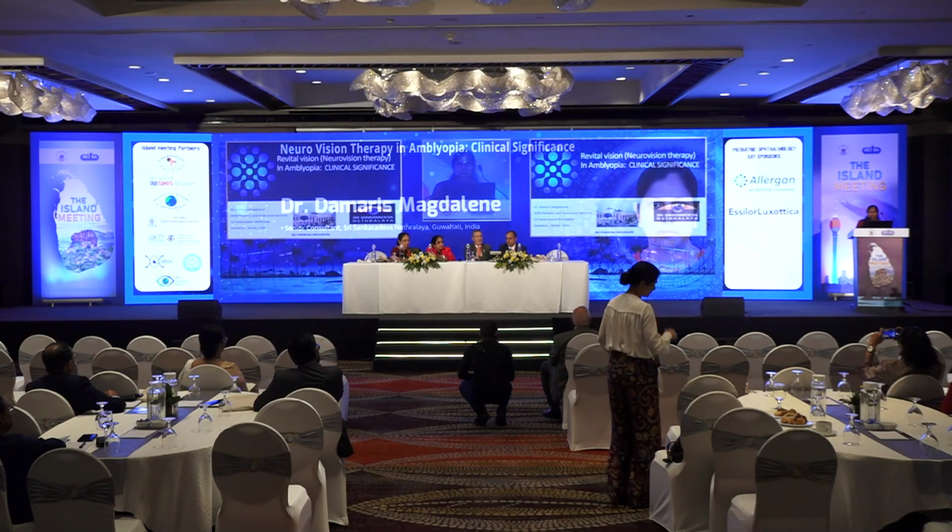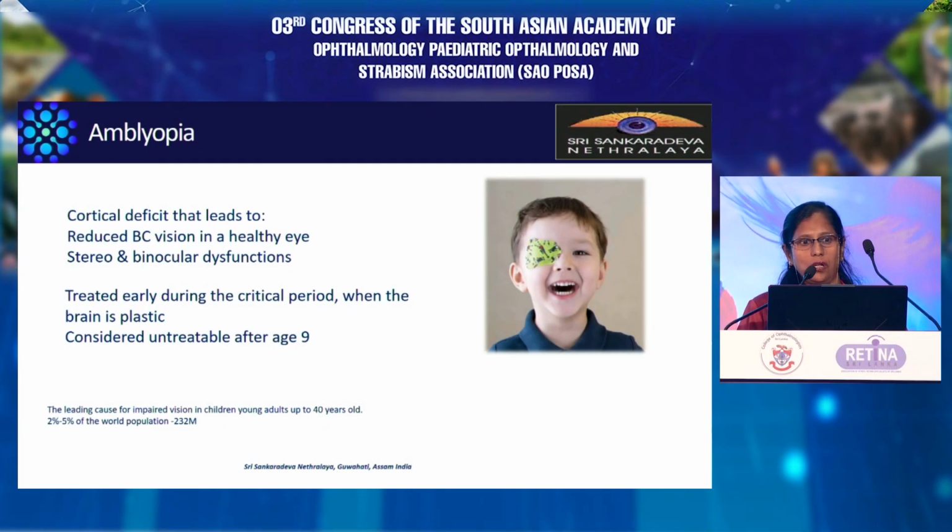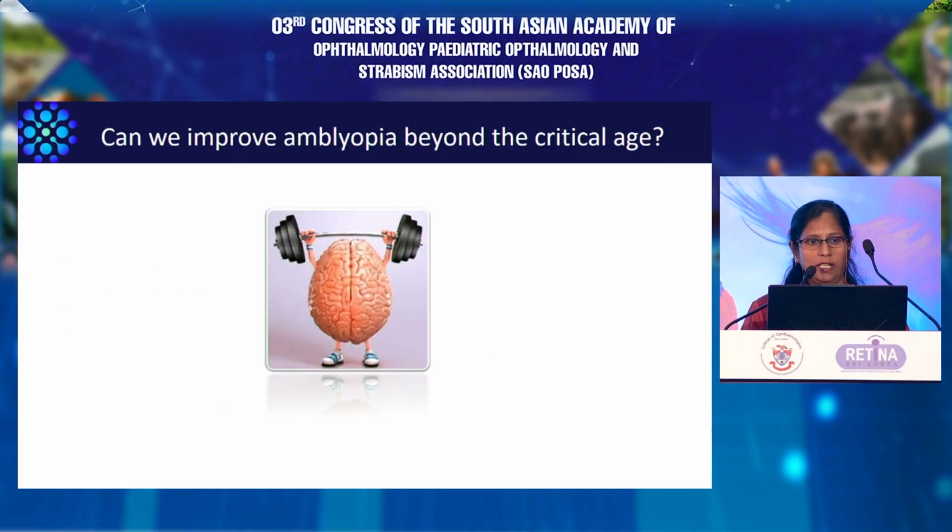Good morning. I'm very happy to be here in your midst. I will be talking to you about Revital Vision, neurovision therapy in amblyopia, a clinical significance. I have no financial disclosure. As we all know, amblyopia is the leading cause of impaired vision in children and young adults, accounting for 232 million population. It is a cortical deficit that leads to reduced best-corrected vision in a healthy eye with binocular and stereoscopic dysfunction. Treated early during the critical period when the brain is plastic, it is considered untreatable after age 9.